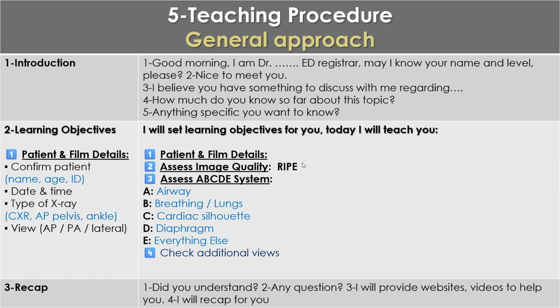Mnemonic is RIBE, R-I-B-E. Assess the ABCDE system. A for airway, B for breathing lungs, C for cardiac cell, D for diaphragm, and E everything else. Then check additional views. Clear?